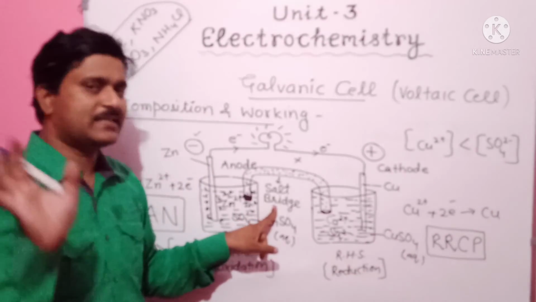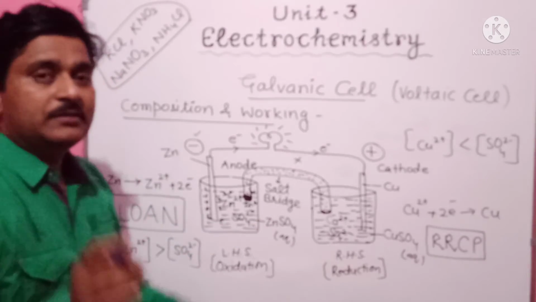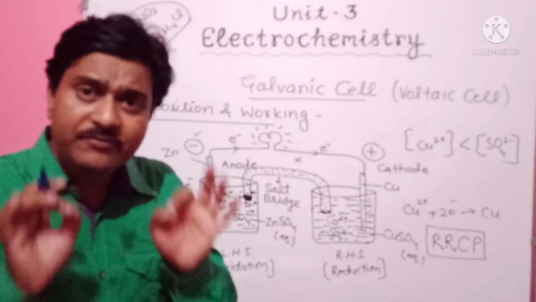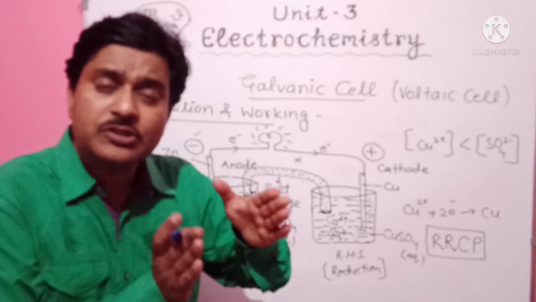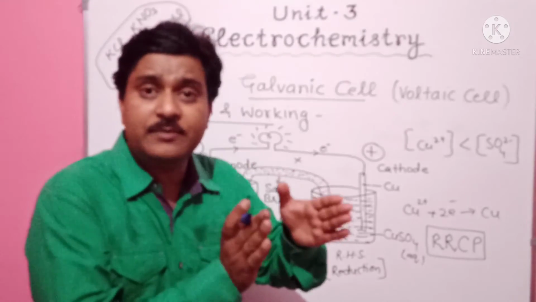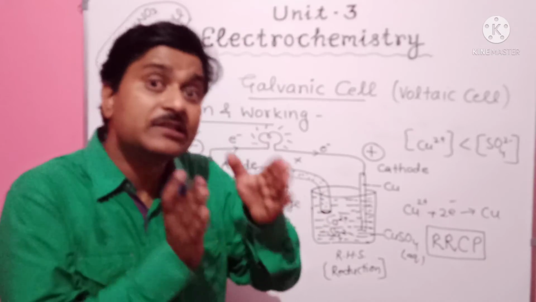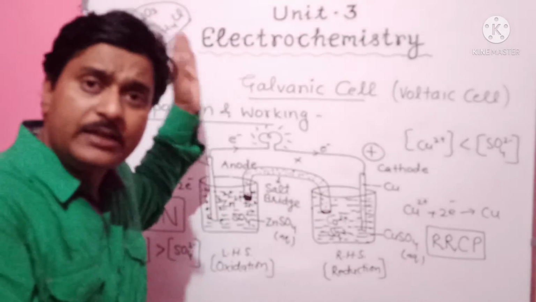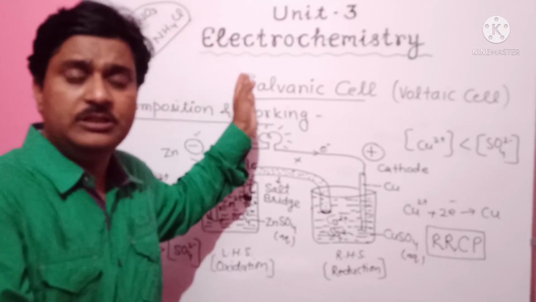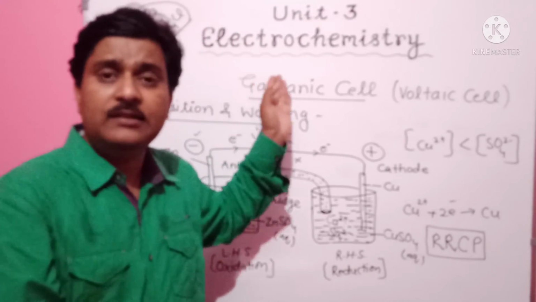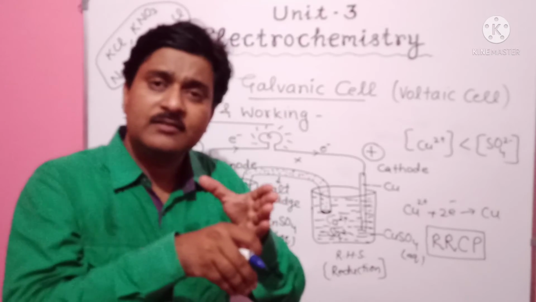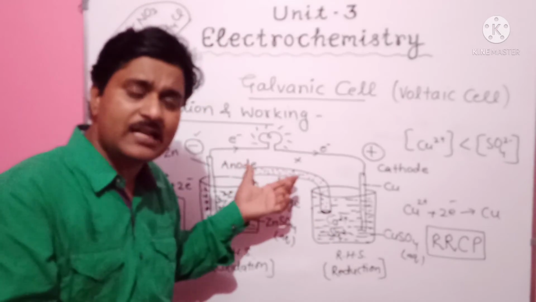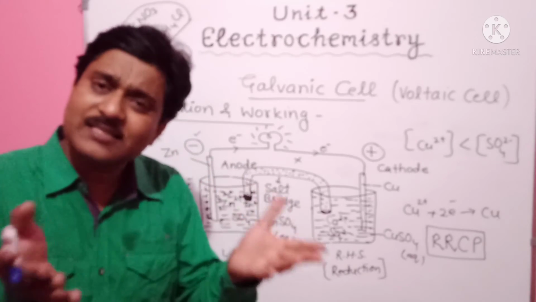So, what is a salt bridge? The inverted U-tube in which an electrically neutral agar-agar based medium, or jelly-like thick substance, for example KCl, KNO3, NaNO3, NH4Cl, is filled to maintain the electrical neutrality of the galvanic cell, is known as a salt bridge.